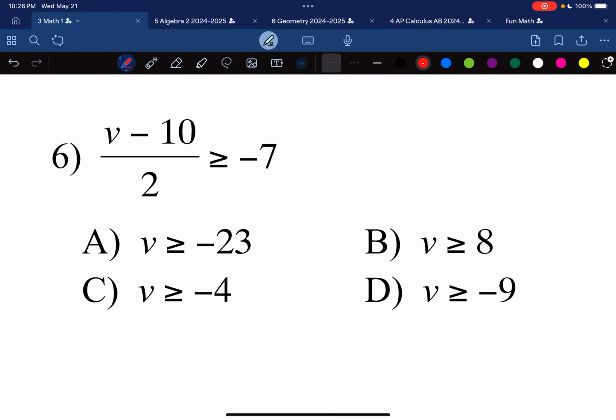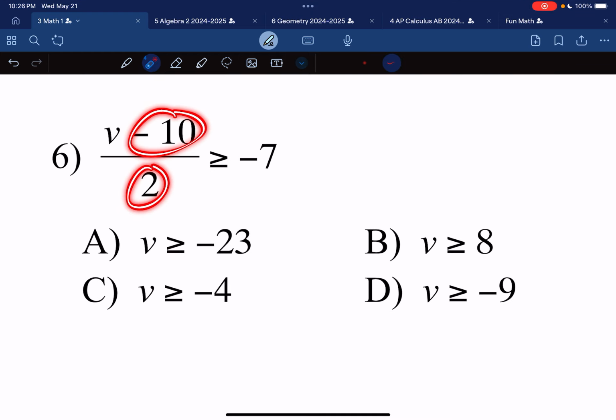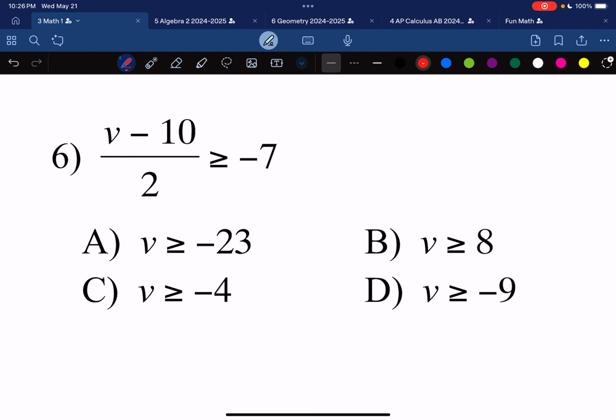In number 6, I need to either get rid of this -10 or get rid of this 2. Just in terms of PEMDAS, if I add 10, it's technically -10 over 2, so it's easier to just get rid of this 2 first. The way that we get rid of the 2 is by multiplying both sides by 2. When we multiply both sides by 2, watch what happens. The 2's and 2's cross cancel, leaving behind this v minus 10.